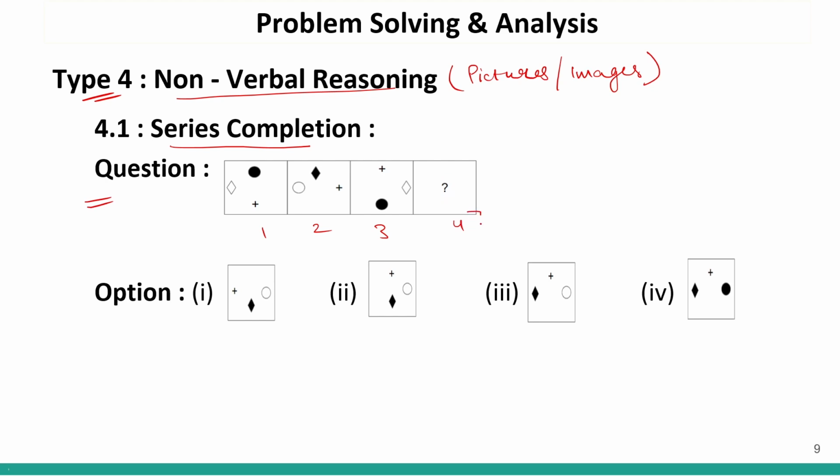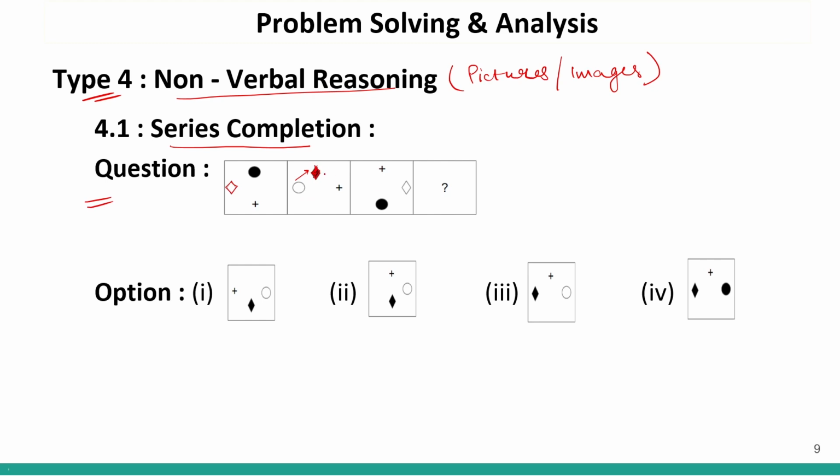So whenever you get a question on series completion in non-verbal reasoning, we have to treat each element differently. So we have three elements, basically 1, 2 and 3. And we have to look at how each element is behaving. So let us look at element number 1, that is this triangle. So here I can see this is an empty triangle. This is an empty diamond. Then it moved one position up like this and it filled up.